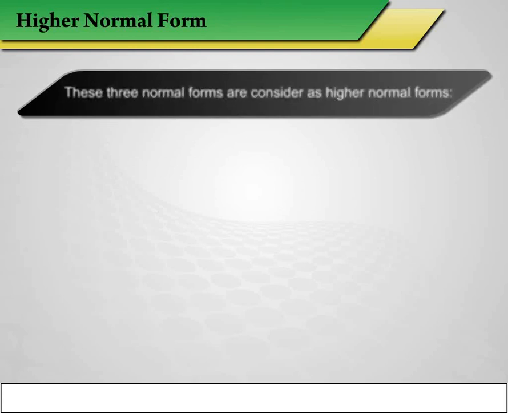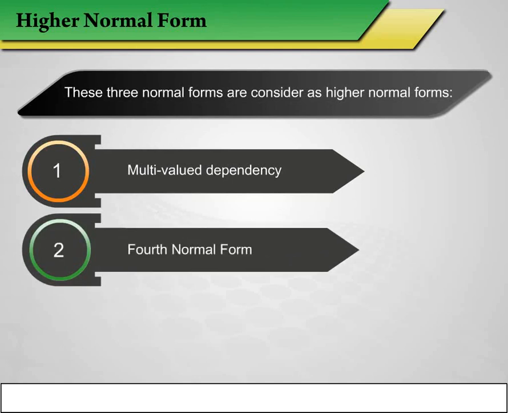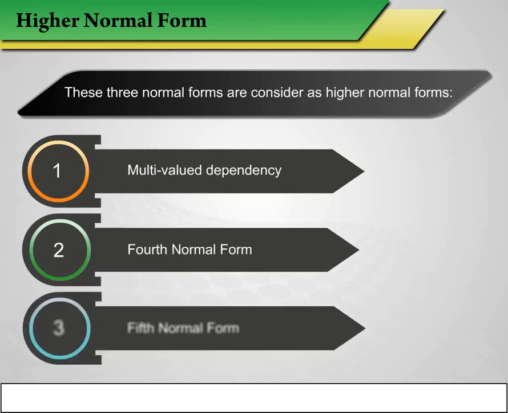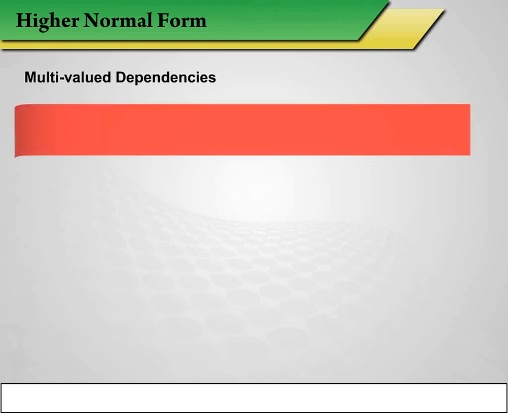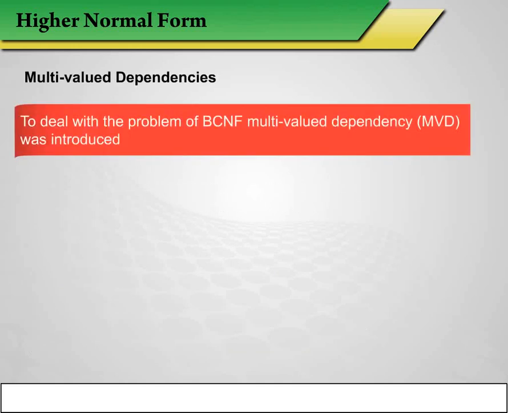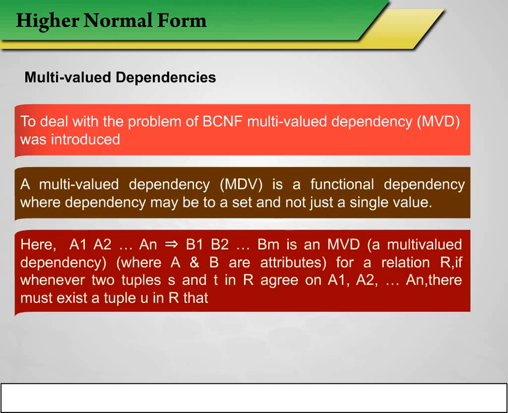Higher normal forms. These three normal forms are considered as higher normal forms: multi-valued dependency, fourth normal form, fifth normal form. Multi-valued dependencies.